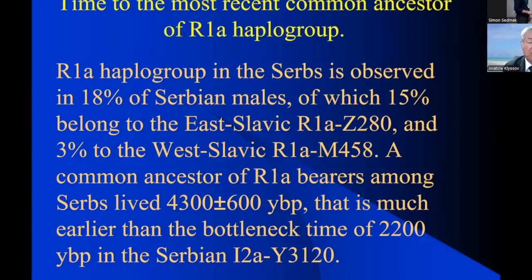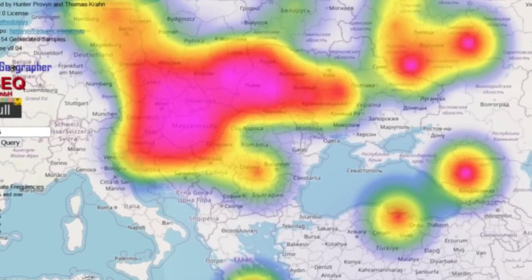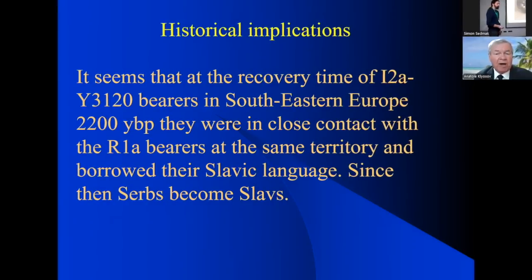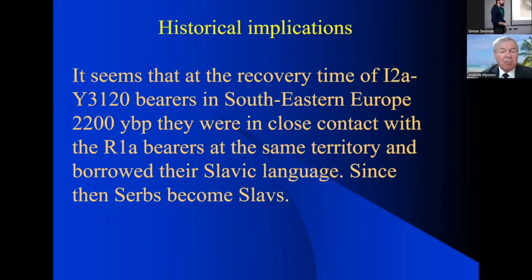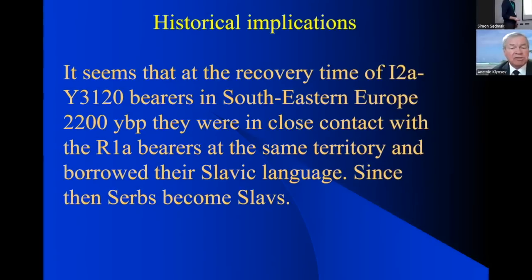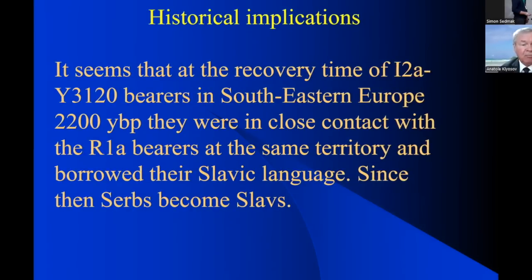And that's why the language that formed ancient Indian, they left the Russian plain and went to the east, and other people went to the west, and that's how the Indo-European language spread from India to Europe. That's why it's called Indo-European. Now, historical implication. I have to repeat because it's a very important message, I believe. It seems that at the recovery time of I2a Y3120 bearers in southeastern Europe 2,200 years ago, they were in close contact with the R1a bearers in the same territory and borrowed the Slavic language.